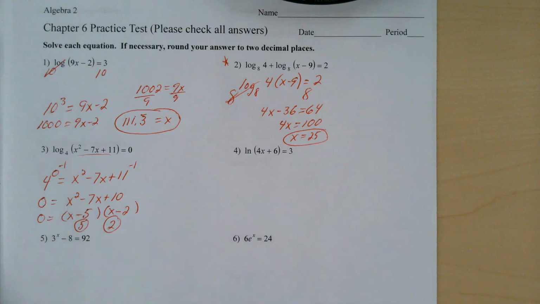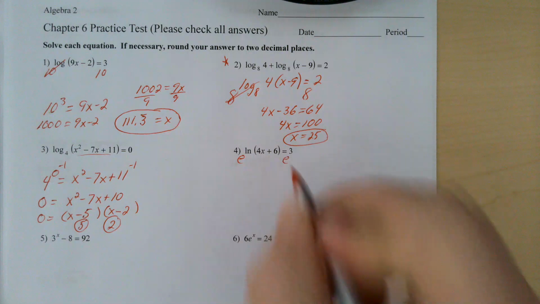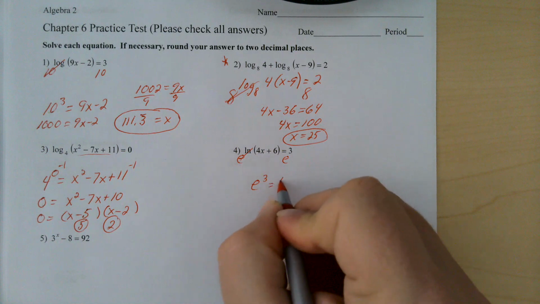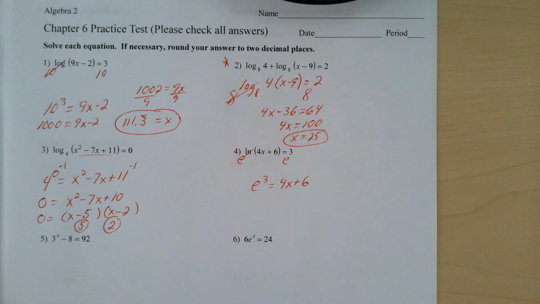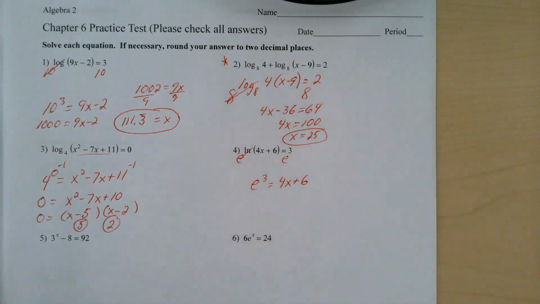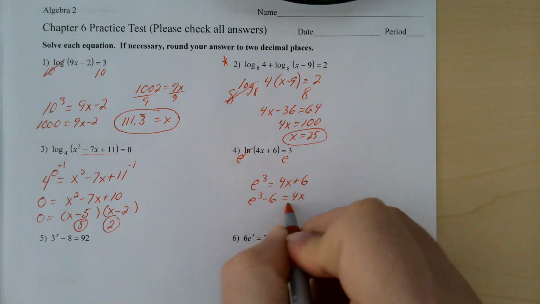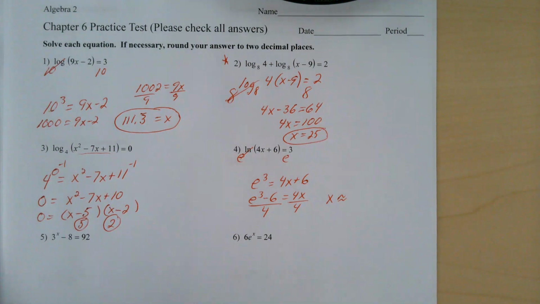For this one, it's an ln. ln is log base e. Got to know that. Hopefully you've seen that before. So my base is an e. What this really means is e cubed equals 4x plus 6. Then it's going to take us 2 moves. I'm not going to pick up my calculator until the end, so I'm going to just keep it as e cubed. But we have to subtract the 6, and then once we do that, we have to divide by 4. So this will be a decimal.